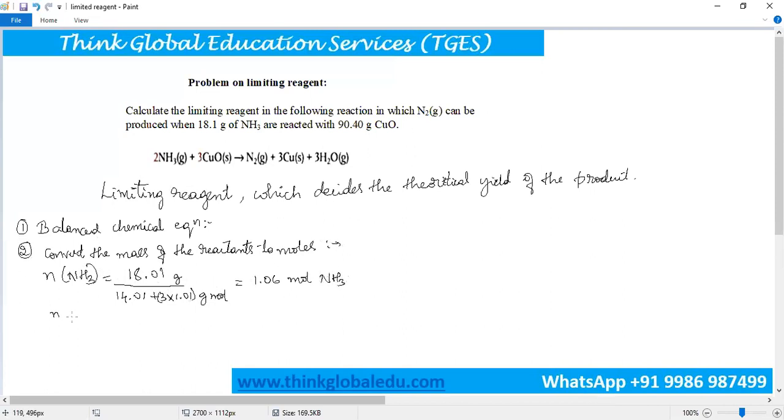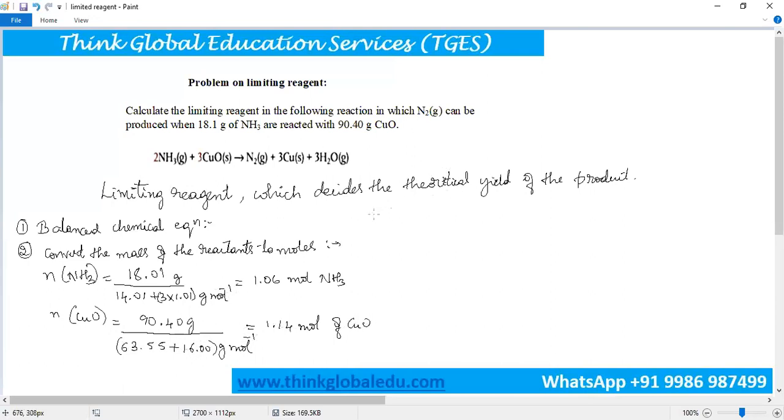And the number of moles of copper oxide will be equal to the given mass, which here is 90.40 grams, divided by the molecular mass of 63.55 plus 16.00 grams per mole, which will be equal to 1.14 moles of copper oxide.